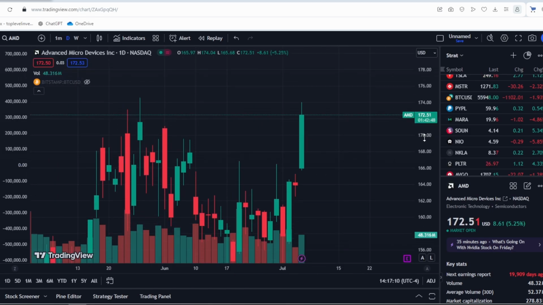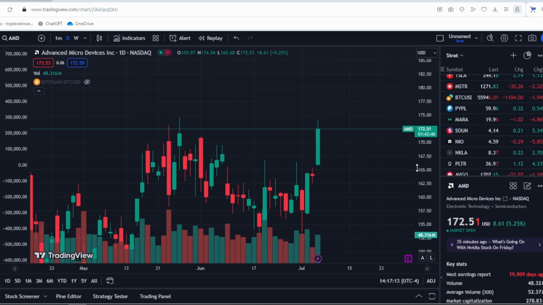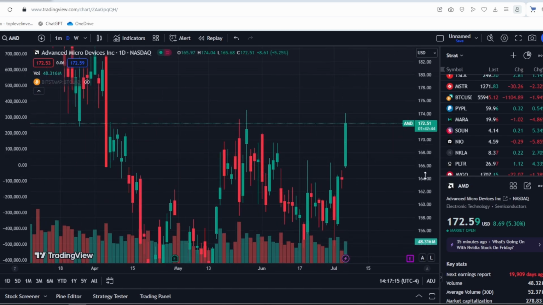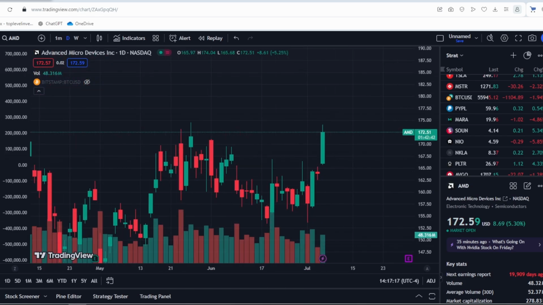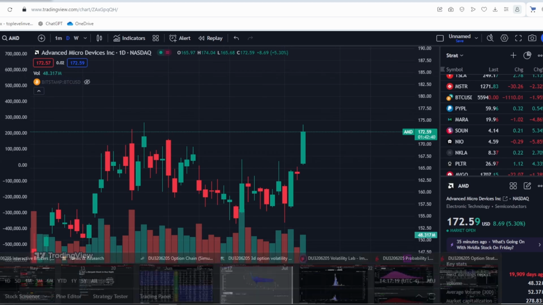Yes, $170 is a hypothetical assumption. I don't know for sure. I'm just operating with facts and options. If the market closes below these levels, congratulations, everything worked out perfectly.